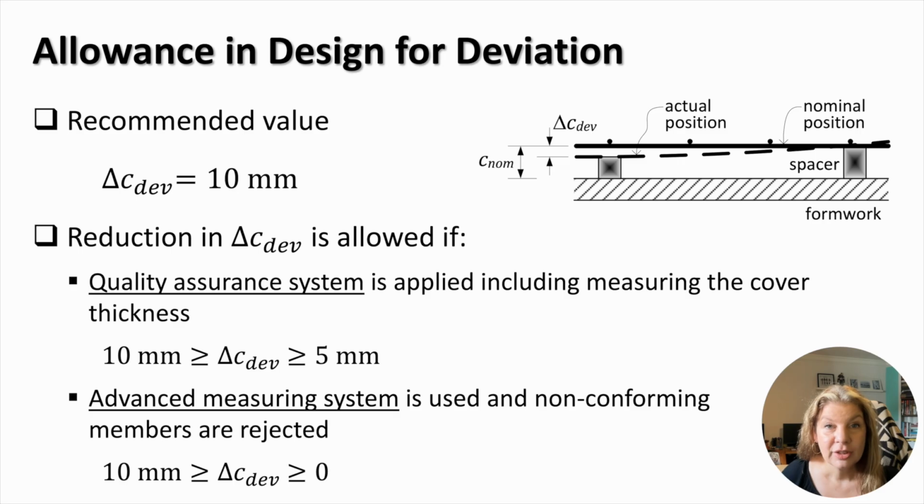The allowance for deviation is required to account for possible mistakes in positioning of reinforcement leading to a decrease of concrete cover. Examples of such mistakes include the use of smaller spacers or large step of spacers leading to excessive sagging of reinforcing bars. A typical value for the allowance for deviation, delta C-dev, is 10 mm. This value can be decreased to 5 mm when a quality assurance system is applied, including measuring the cover thickness. The allowance for deviation can be reduced even further when an advanced measuring system is used and non-conforming parts are rejected.